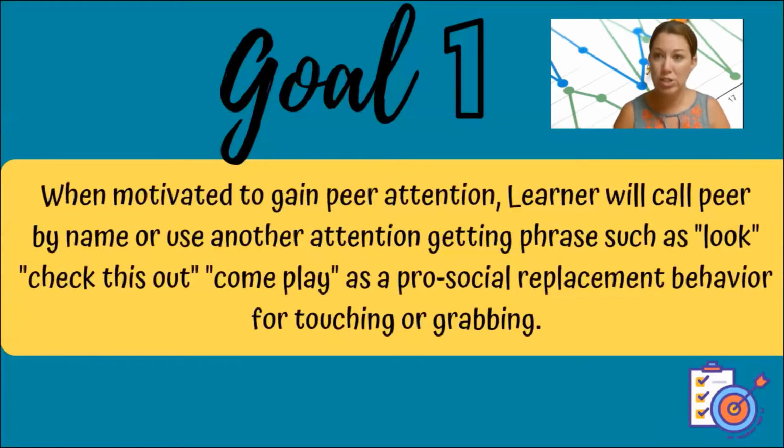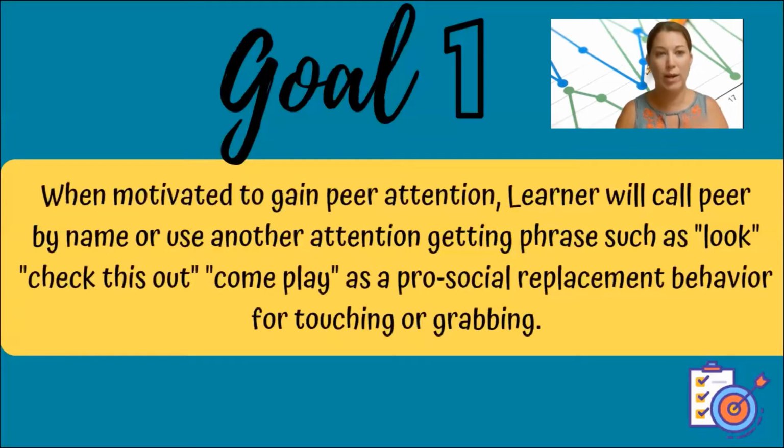So what I can do is take a frequency count. So how many times did they grab, pull somebody or touch them? And how many times in a session did they use those taught phrases or call the peer's name? I can also look at each individual instance as a trial. So when they were motivated to gain another child's attention, plus if they utilize one of these taught phrases, minus if they grabbed or touched, I can then convert that into percentages.